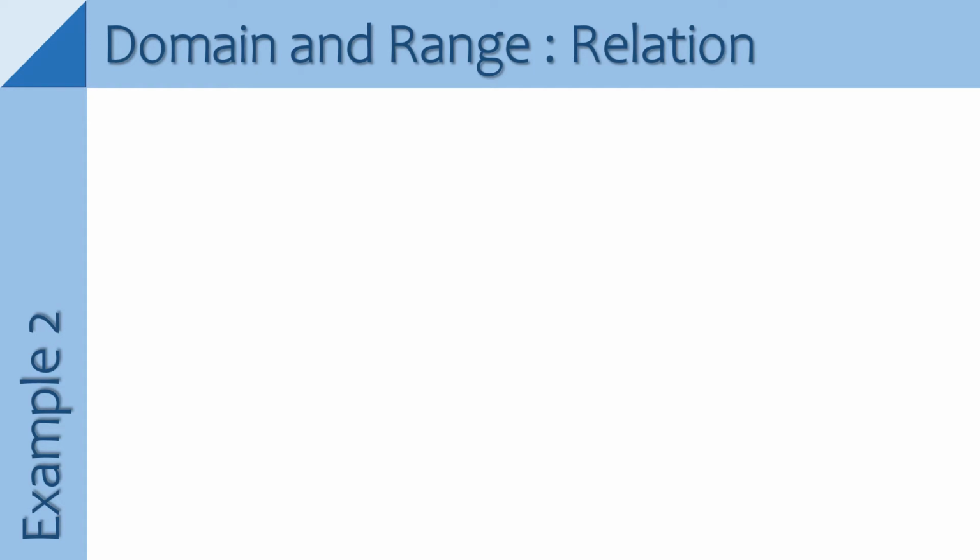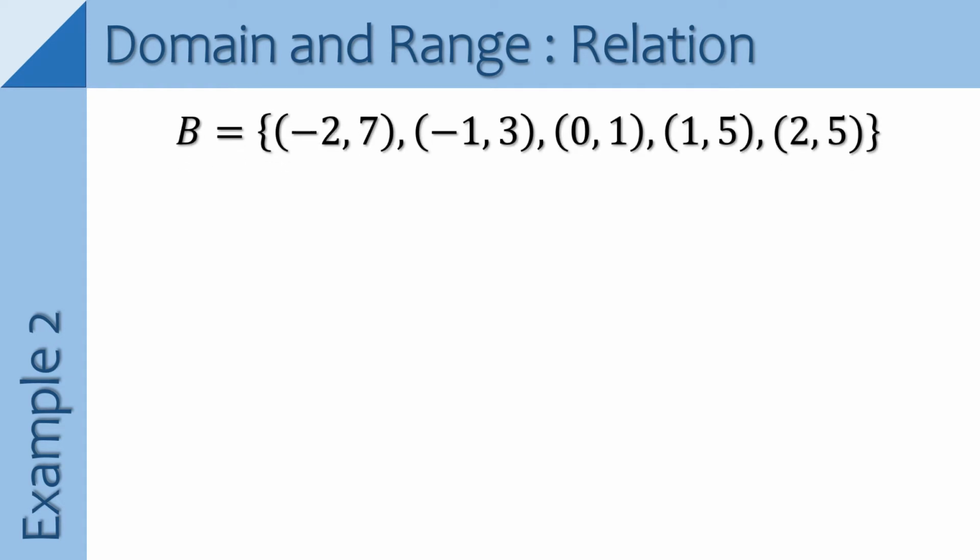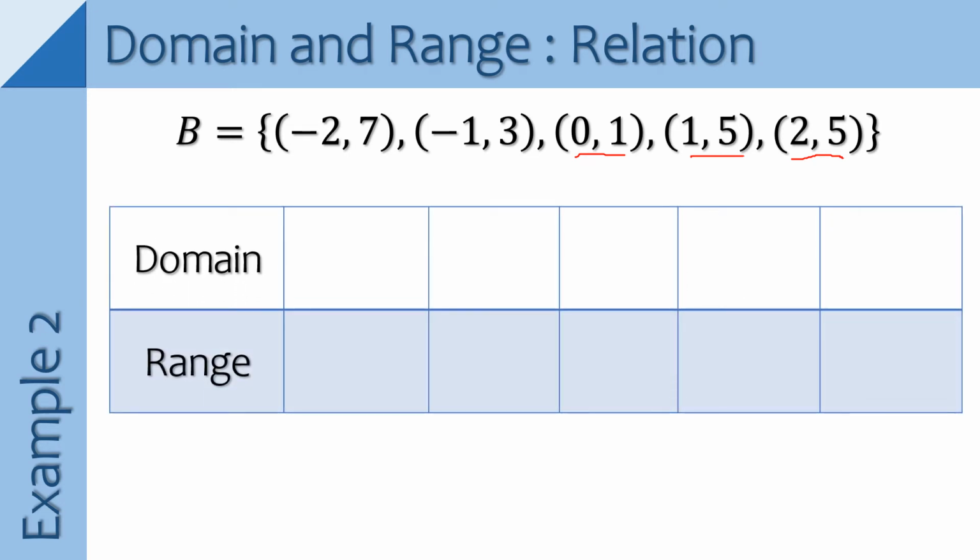Next example, we have set B, which is equal to {(-2, 7), (-1, 3), (0, 1), (1, 5), (2, 5)}. Let's find the domain and then the range. So the domain: we have -2, -1, 0, 1, and 2.